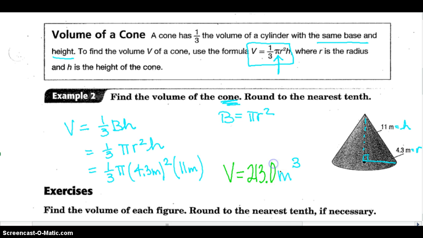And this one actually rounds up to 0.0, and it's still meters cubed. So punch your calculator and check and see if you too can get 213. I should have used a squiggly equal sign here: approximately 213 meters cubed.